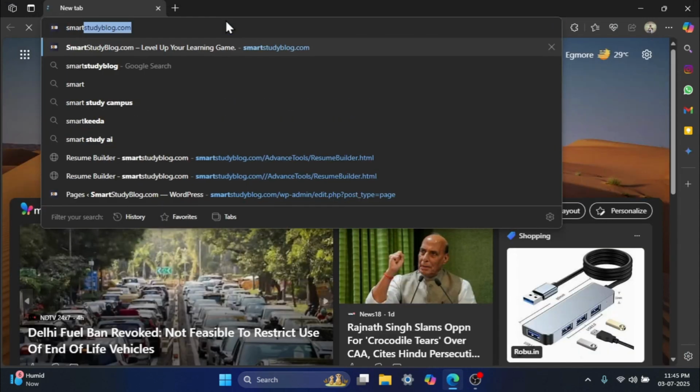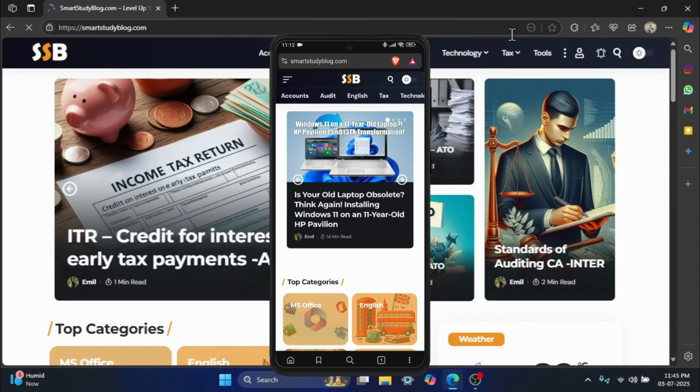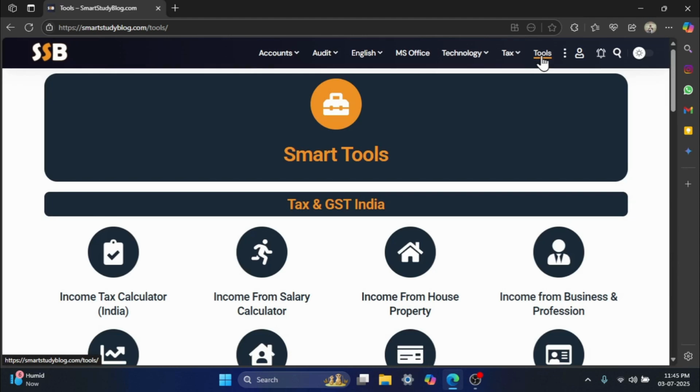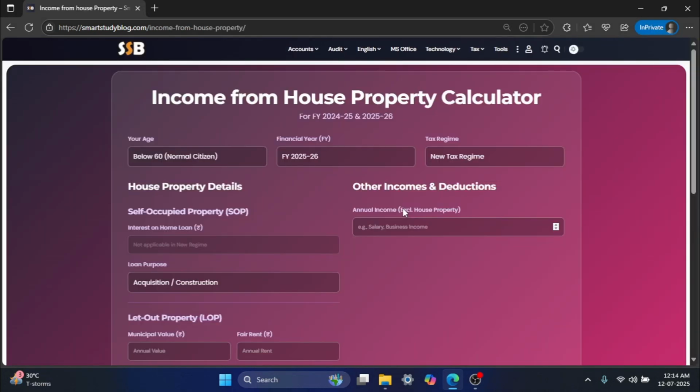And finding it is pretty easy, actually. Just search for Smart Study blog. Should be the first link. Then you just navigate to the tool menu. You'll see it right away. It's got a really clean, intuitive design. Yeah, it's quite user-friendly. So let's walk through it.